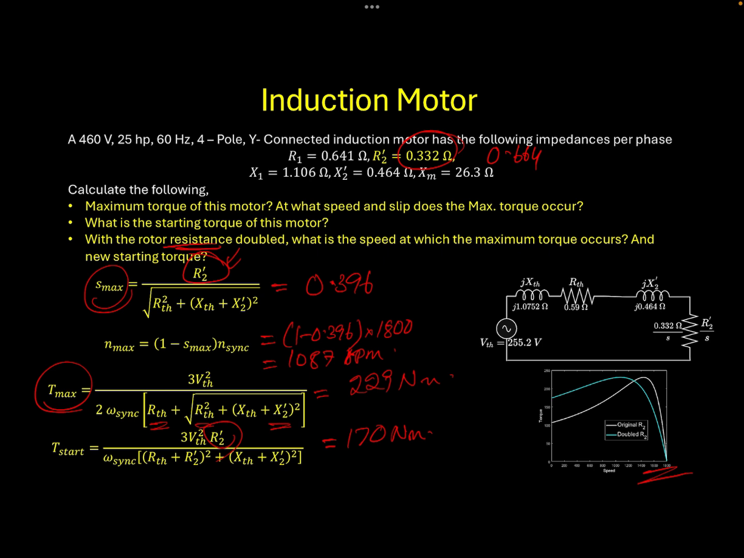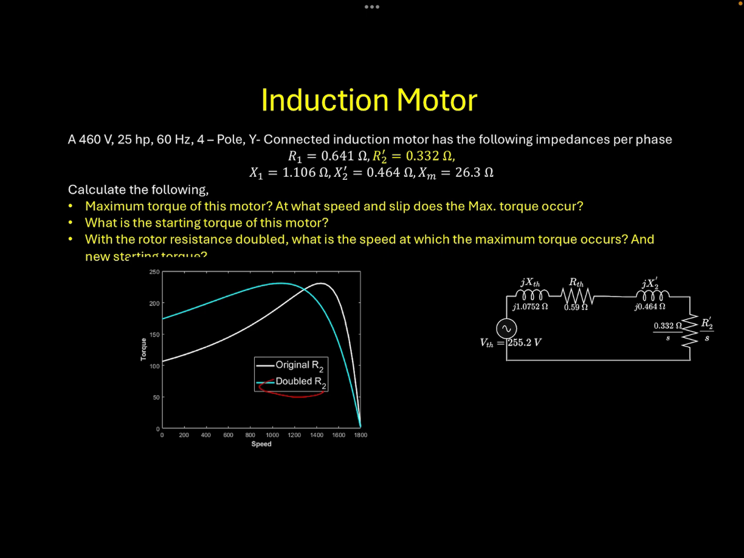If you properly observe these characteristics, you can see that whenever the rotor resistance is doubled, the maximum torque occurs at a slip of 0.396. Whereas for the original value of the rotor resistance, the slip at which the maximum torque occurs is 0.198. Now we know that the corresponding speeds will be different. Here our speed is 1087 rpm and this is 1444 rpm. Whereas the maximum torque value is 229 Newton meter in both the cases. When you double the resistance, the starting torque is a little higher, it is 170, but in the original case, the starting torque is 104 Newton meters.